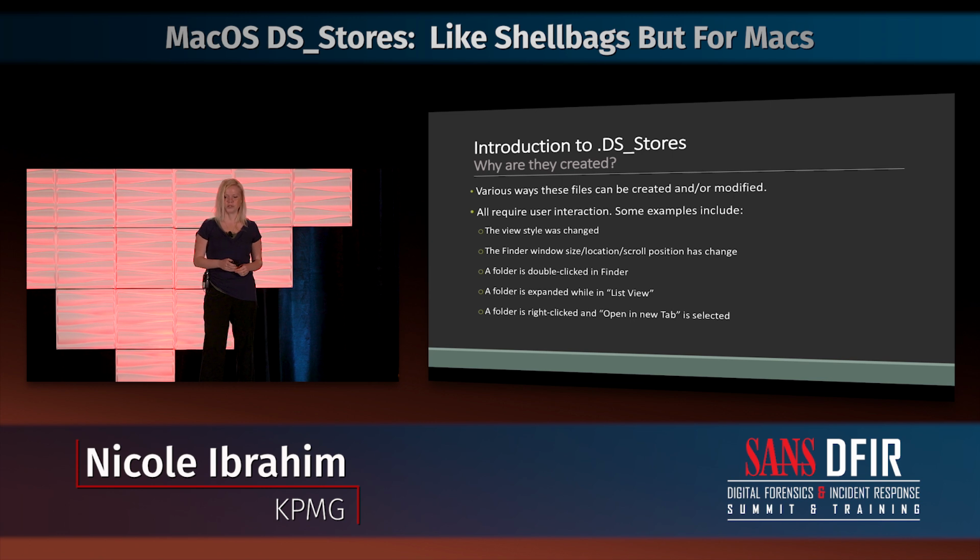So we also have list view. List view allows you to expand out folders so that you can see the contents of the folder. When you expand it out, that generates a record in a DSStore file, letting us know that that folder was expanded. And then you can also right-click and do open in new tab for folders.